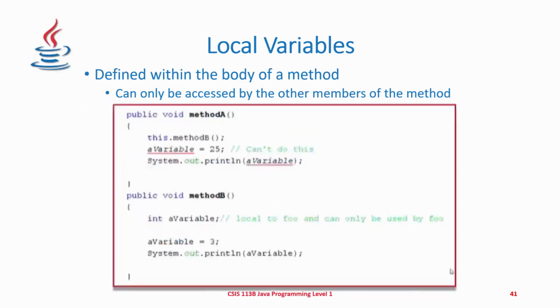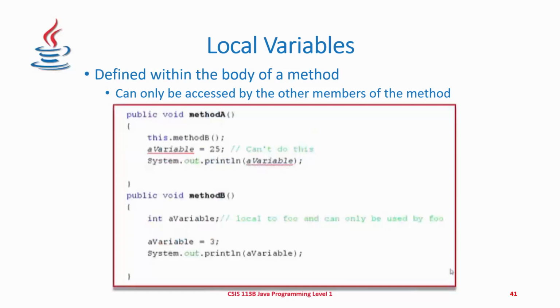So here's an example of local variables. Defined within the body of the method, as we just talked about, they can only be accessed by other members of the method. So we've got a method A and we've got a method B. In method A, you can see that we're calling the other method, method B, and then we're also assigning to a variable named A variable the value of 25. Or at least we're attempting to do that, because we can't do that.